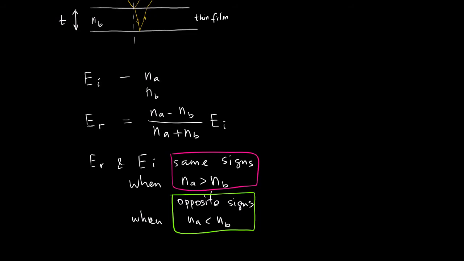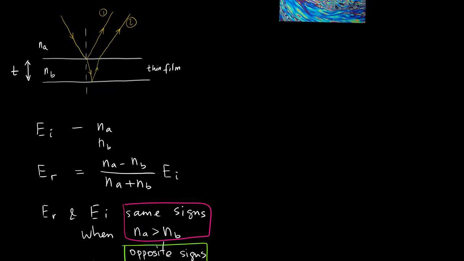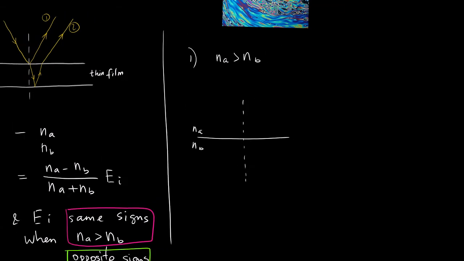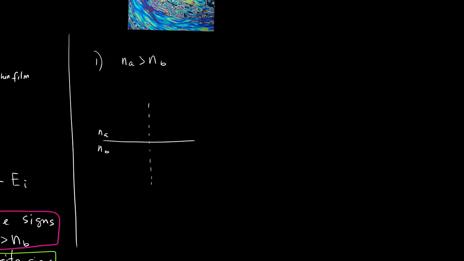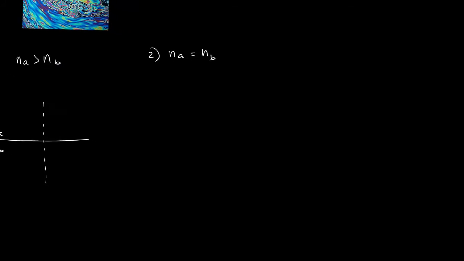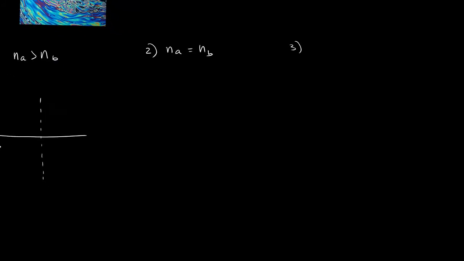There are three different possibilities that we can discuss. Let's start with the first case, where NA is greater than NB. The second possibility is where NA equals NB. And finally, the third possibility is when NA is less than NB.